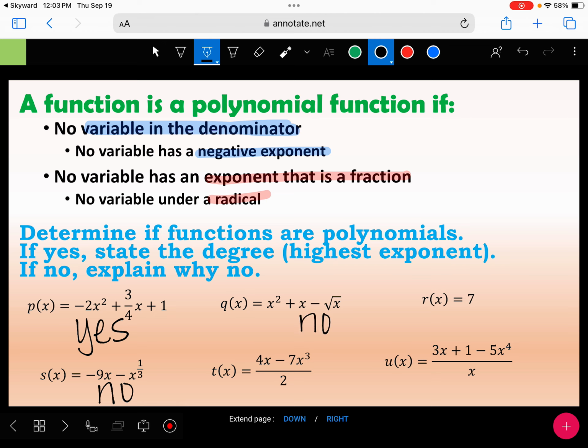What does it mean, like, a variable under a radical? Yeah, a radical is a square root.